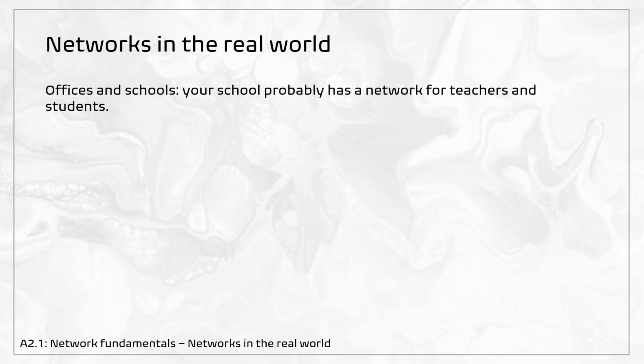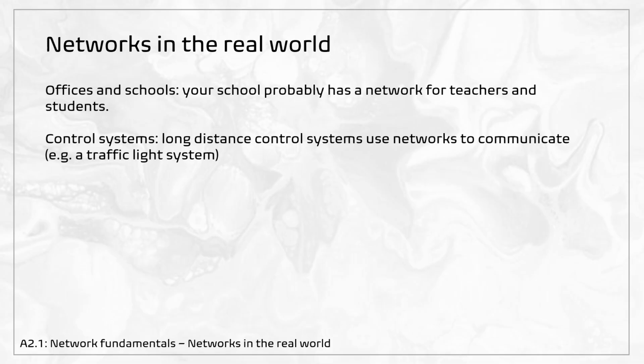Smaller networks might include your school or an office, where different entities are part of that organization's network. Control systems, which we learned about in A1, can also use networks so that devices over long distances can communicate, such as in a traffic light system. But these are examples of teeny tiny networks.